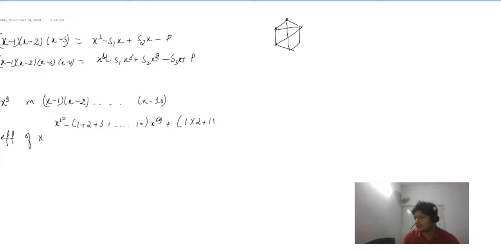Don't get confused with +55 and -55. Both options will be given in your question, but don't go with the +55, it will always be a -55. If it is asking coefficient of this one, you have to write that one answer. Clear? Okay.